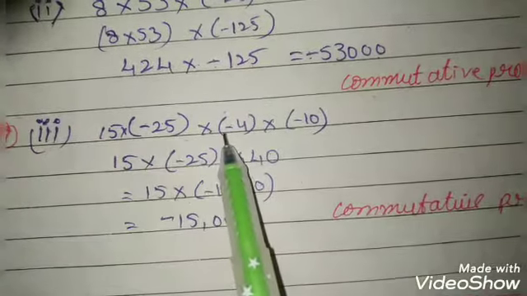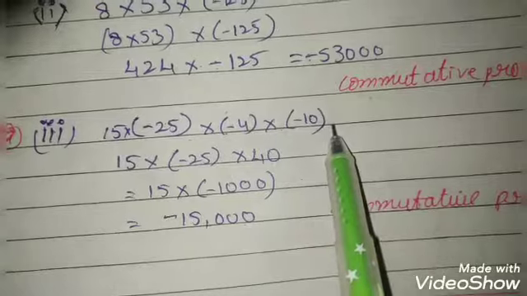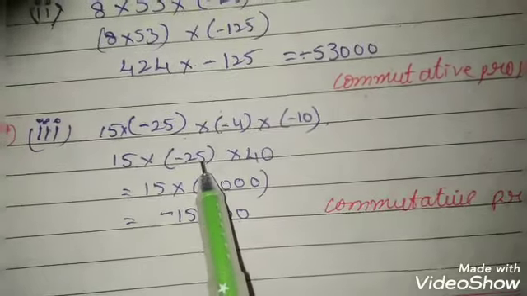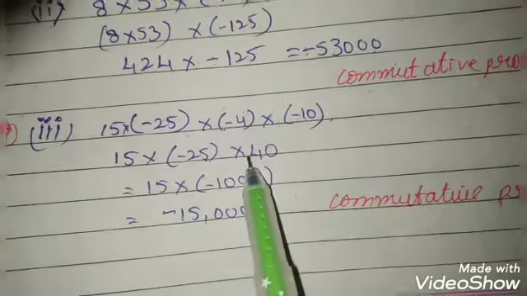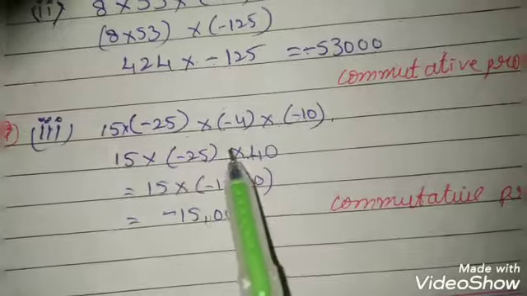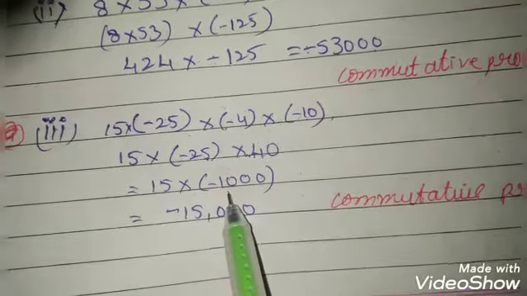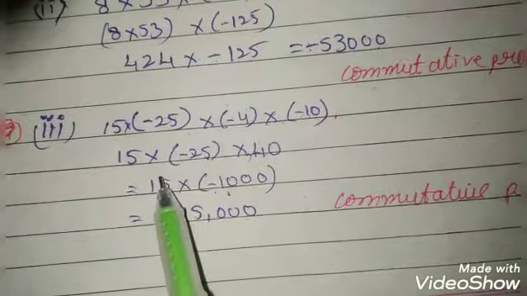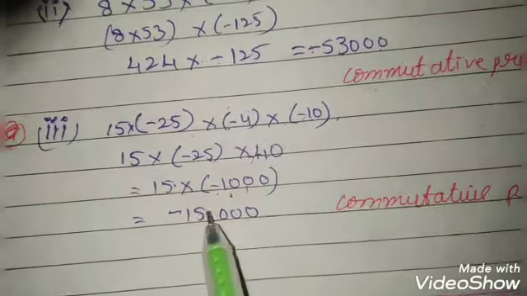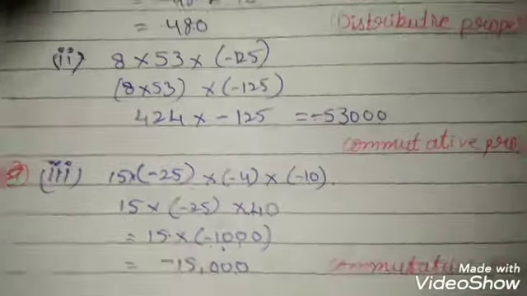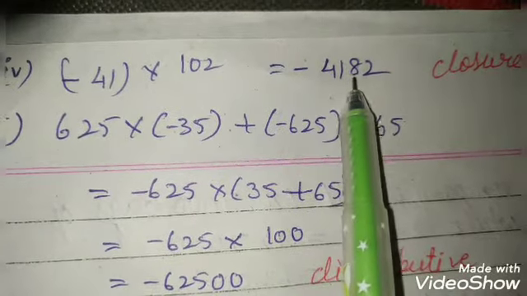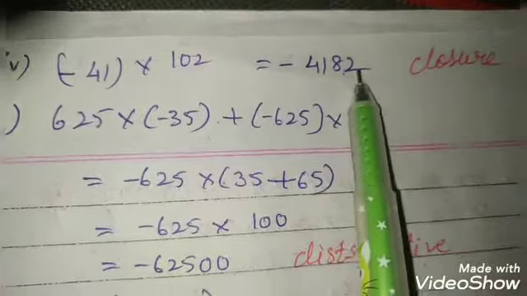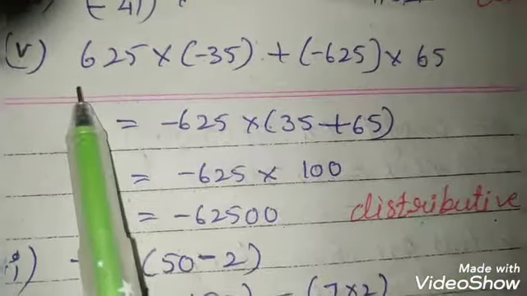15 into minus 25 into minus 4 into minus 10. 15 into minus 25 into 4 tens are 40, minus into minus is plus, 40. 25 into 40 is 1000, minus into plus is minus. 15 into 1000 is minus 15,000. Now the fourth one is, minus 41 into 102 is equal to minus 4182. This is under closure property.